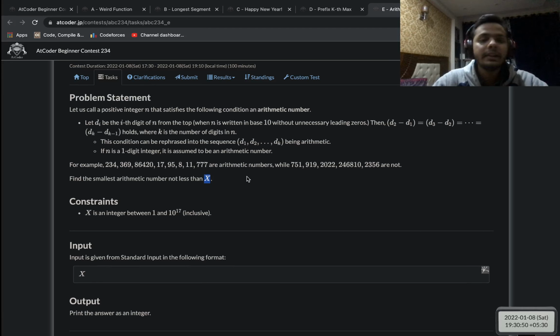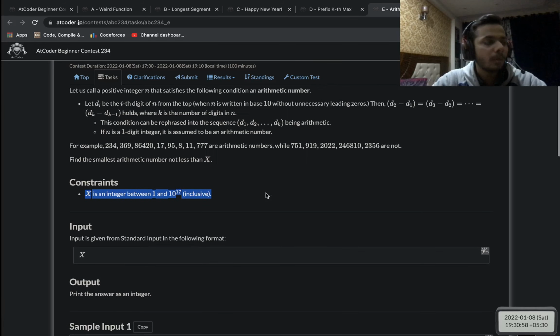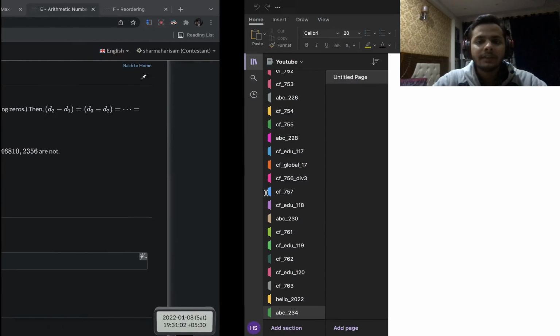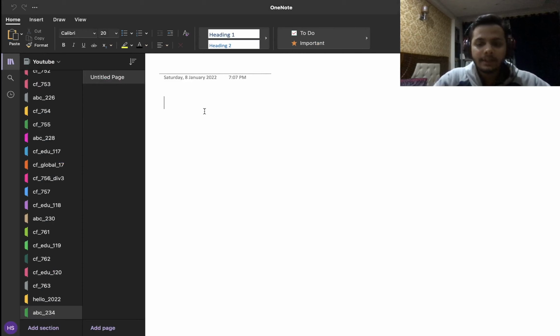So out of all the arithmetic numbers, we need to find the first number which is greater than or equal to x. Again, the key thing to notice here is the constraints. X is an integer which goes from 1 to 10 raised to the power 17. So yeah, that's the problem. And let's try to make a very crucial observation here, which will essentially just solve our problem.